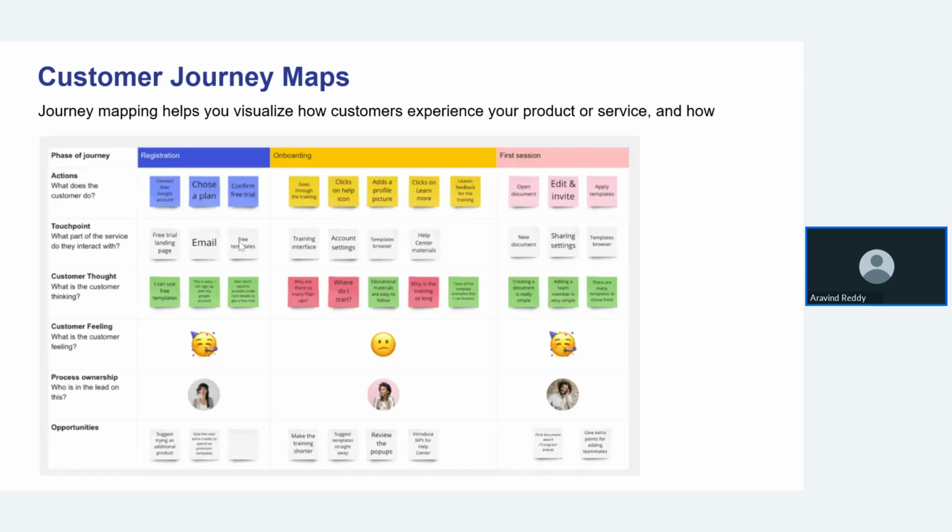See, here you can go through it. When the application was registered, in the registration process, this is the review we got, right? And in the onboarding process, we got this type of thing. In the first session, we got this. So you get a lot of information from the user that we can understand. These are the actions the user performs, the touch points we need to update, the customer thoughts we get to know, his feeling, process ownership and opportunities we are giving to them. If they're using our application, they need to be satisfied. So this is how the customer journey maps will help us, guys. Okay.